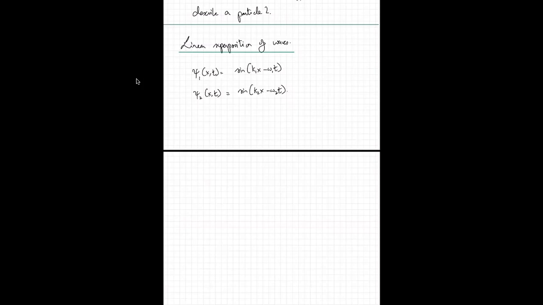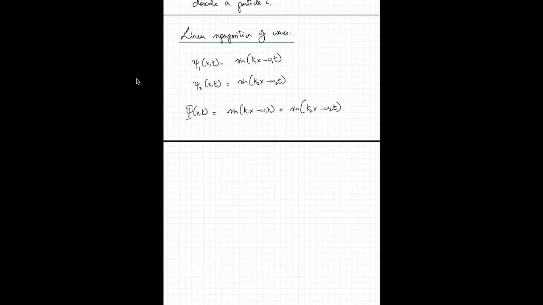Now I've chosen them to be propagating in the same direction. I don't have to, but I've chosen them for convenience. And also for convenience, I've chosen the amplitude for both of them to be 1, so they are both waves of unit height. Again, this fact is not very important, but it makes my mathematics a little easier. Now I will construct a linear superposition of these. I'll simply add them. This is one example of a linear superposition: sine k1x minus omega 1t plus sine k2x minus omega 2t.